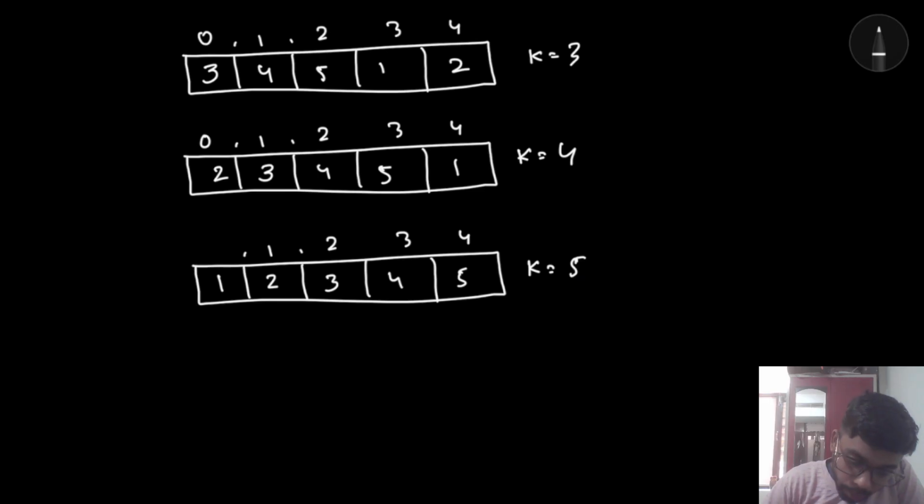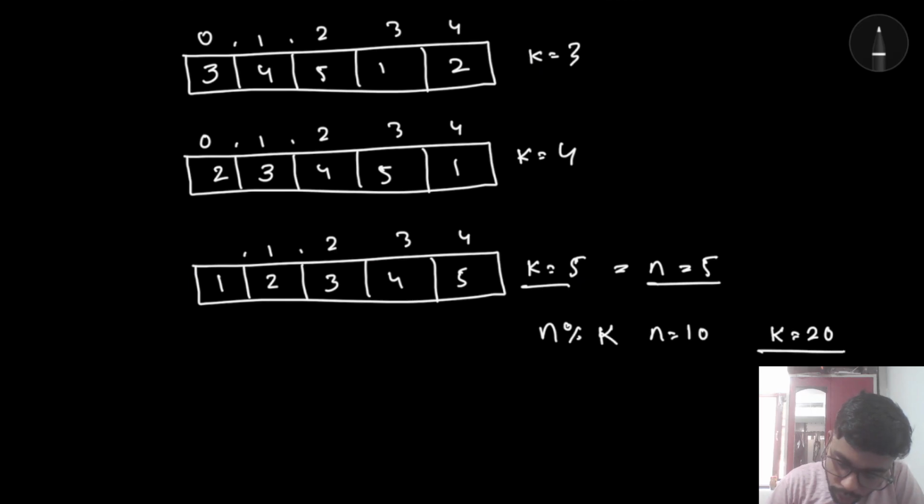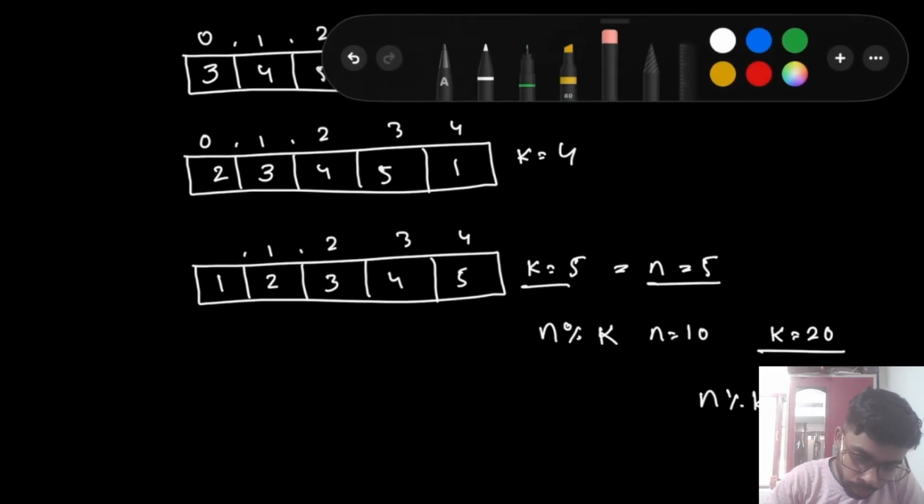Now, when I'm rotating it by 5 places, the size is also 5 and the k is also 5. So after n modulo k, for every first 5 k, the array will become the same. Suppose we have n equal to 10 and k equal to 20, there will be no change in the array, because n modulo k equals 0, and for k equal to 0 there will be no change. So we can use this concept there.